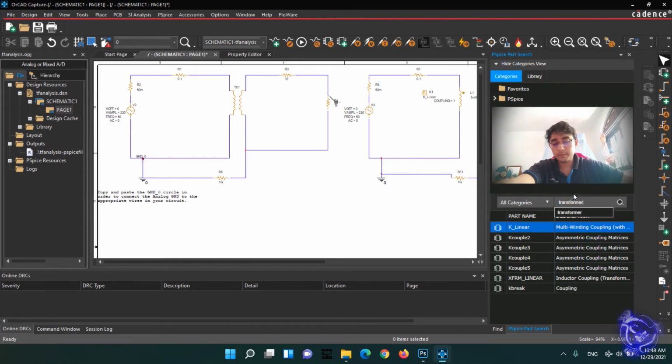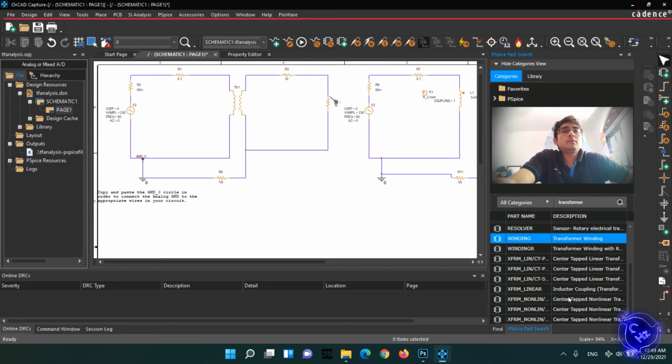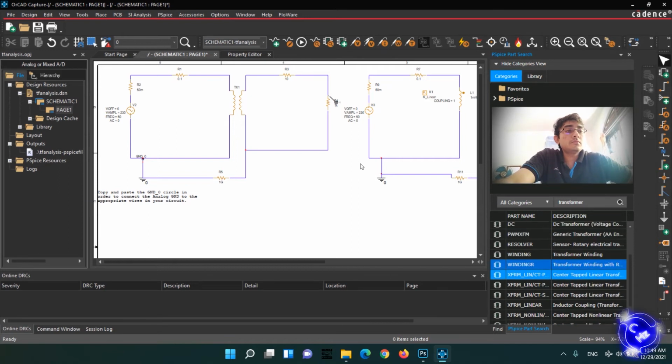Right, so how to do it? Let's search for a transformer. Right, here we have lots of transformers.